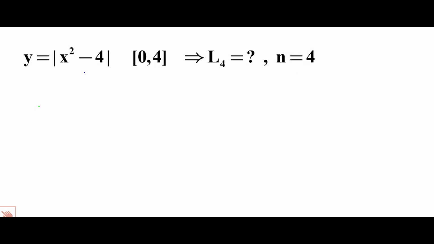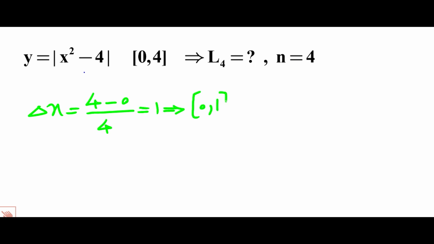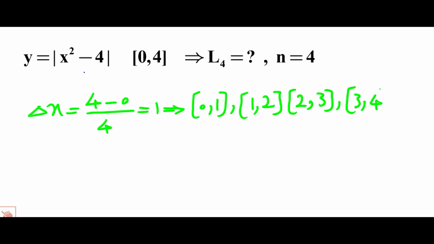First, find the width of each subinterval, which means delta x equals (4 minus 0) over n. n is 4, so we have 1. So our subintervals are 0 to 1, 1 to 2, 2 to 3, and 3 to 4, right? And before we find the lower sum, let's see how the function behaves.